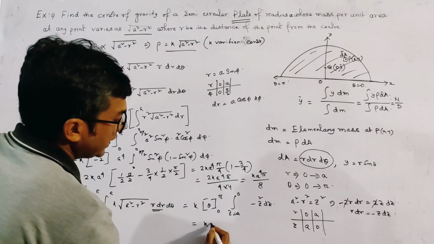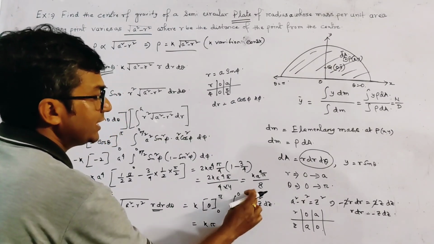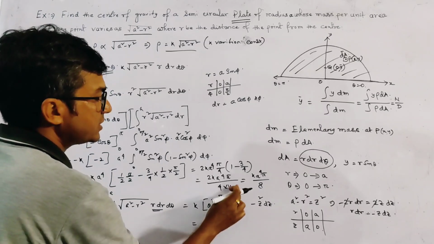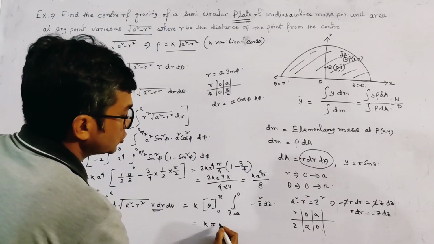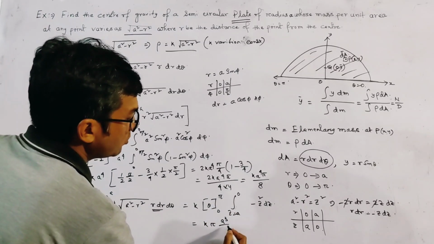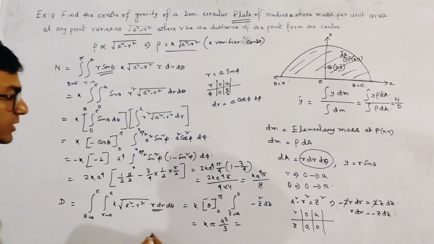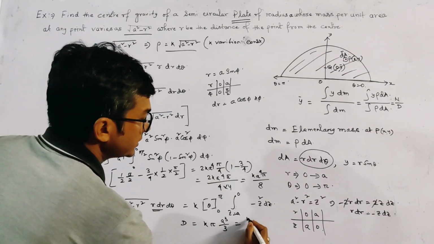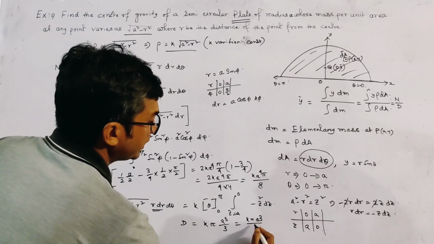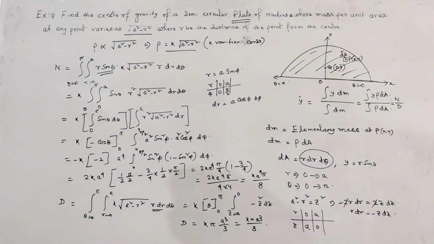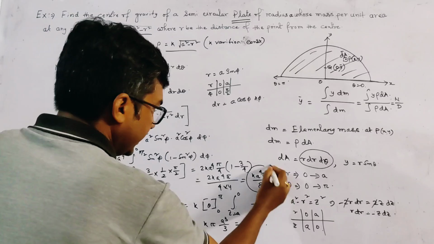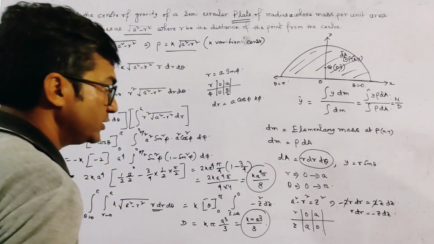And integrating we get k into pi, this is z cube by 3 and the ranges are 0 to a. So clearly this is a cube by 3. So we get the value of d. The value of d is k pi a cube by 3. Okay. We get the value of n here. We get the value of d here.